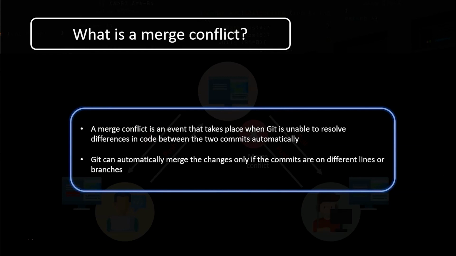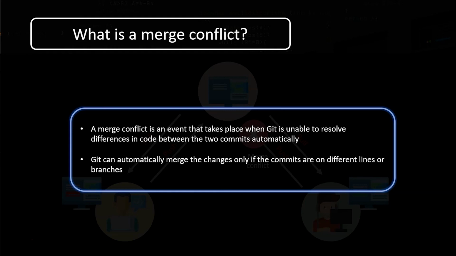So a merge conflict is an event that takes place when Git is unable to resolve the differences in the source code between two commits automatically. Normally Git has the capability to understand that these are two different pieces of source code being pushed to a remote repository, but in some cases it does not happen automatically. If there is any kind of conflict and Git is not able to make any decision, then we get a merge conflict.